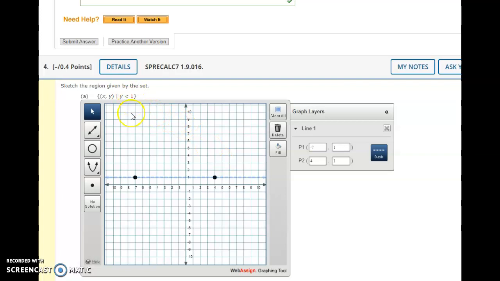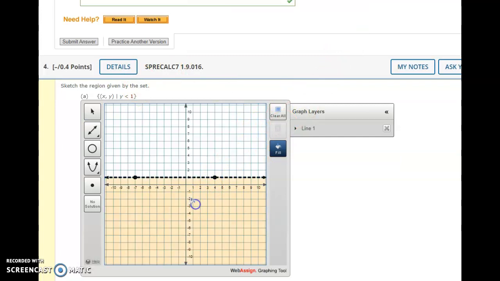It's not including 1. So whenever you're graphing these special lines, whether they're horizontal or vertical, you want to first take a look at what it would be if the inequality were equal to. So if it was y equals 1, it would look like this with a solid line. But because it's less than 1, it's a solution set that includes everything below 1. So now I'm going to hit the fill button, and I'm going to fill the area below 1.